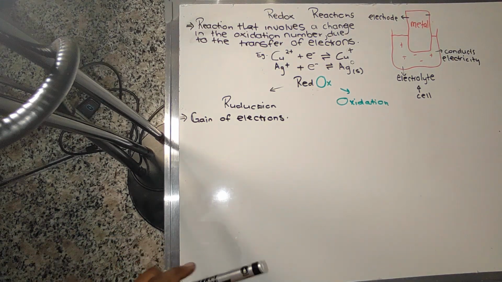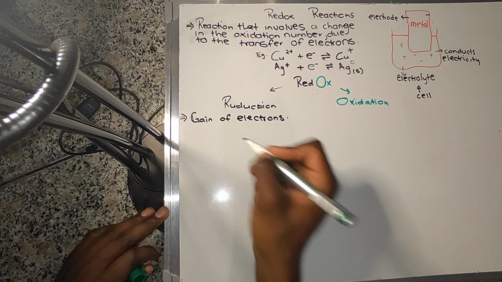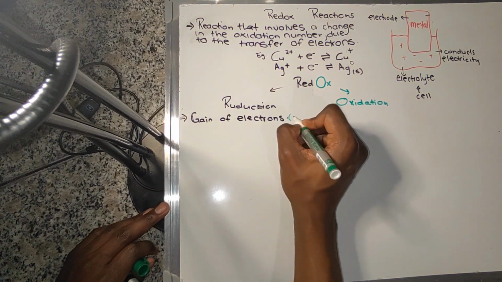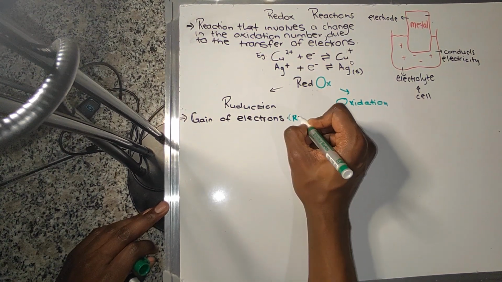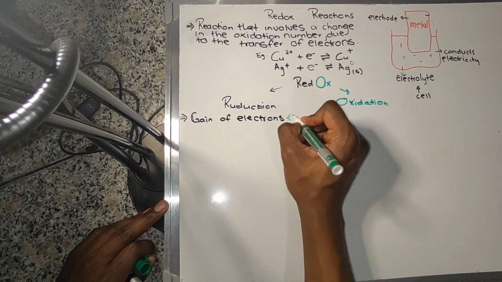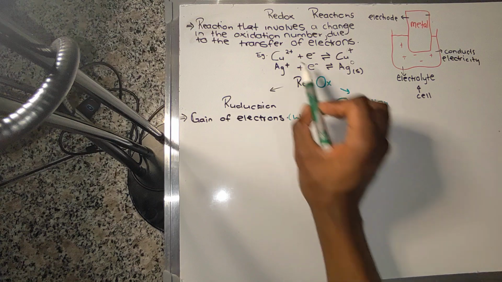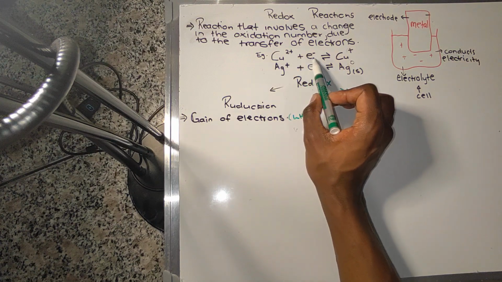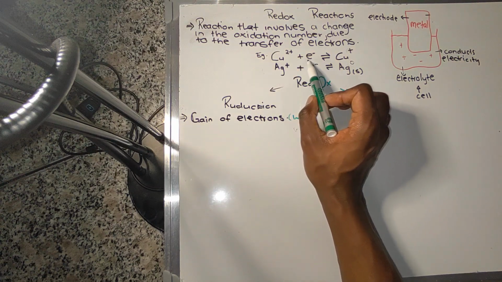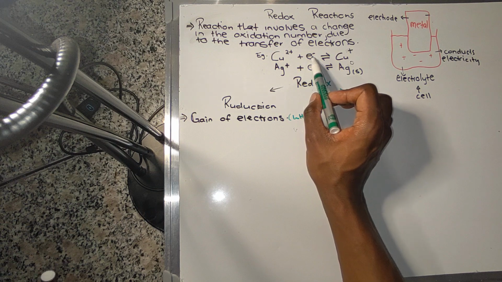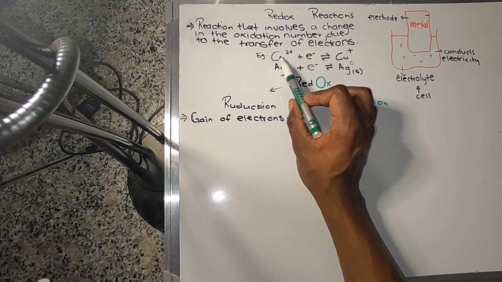So now electrons which are gained will be found on the left hand side of the equation. So for instance, we can see that these electrons are on the left hand side of the equation. So these electrons are gained by this ion.